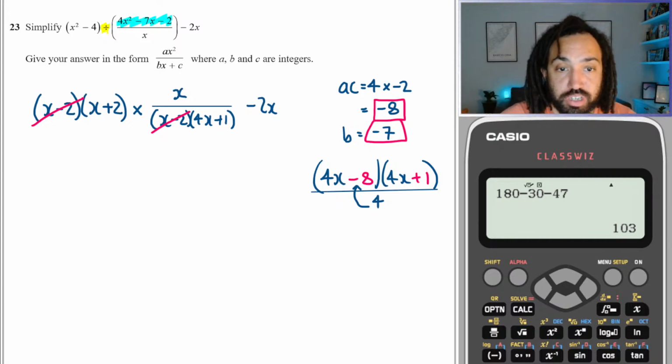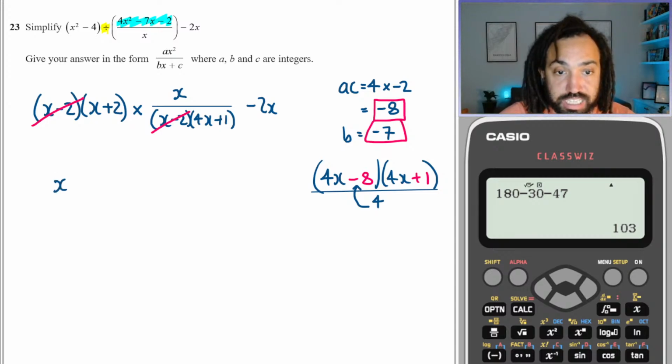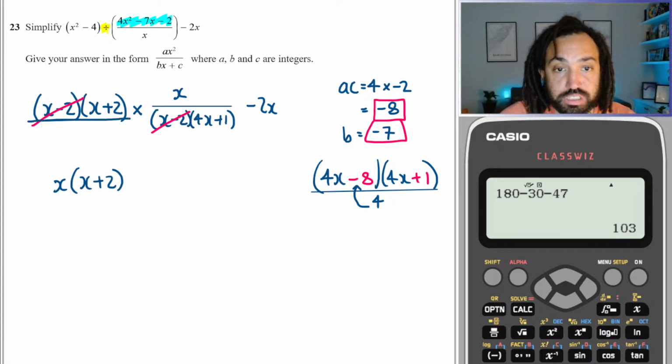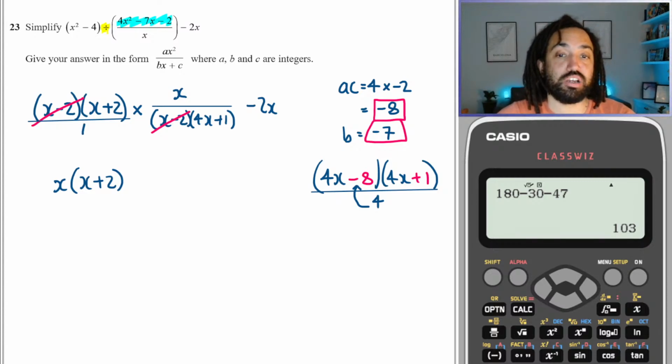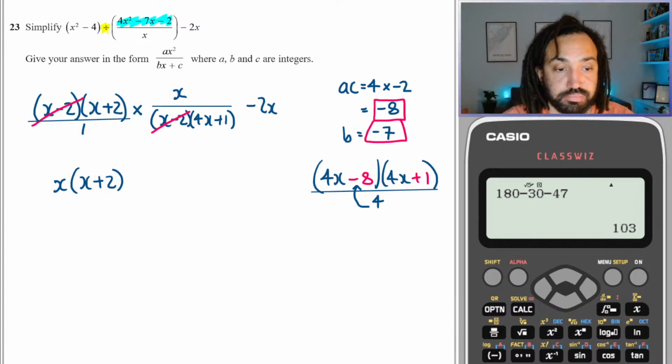Okay, so I can now multiply the tops together to get x plus 2. And if you didn't understand that step, you can always just turn it into a fraction by doing that over 1, and then hopefully it's easier to see which is on top and what's on bottom.